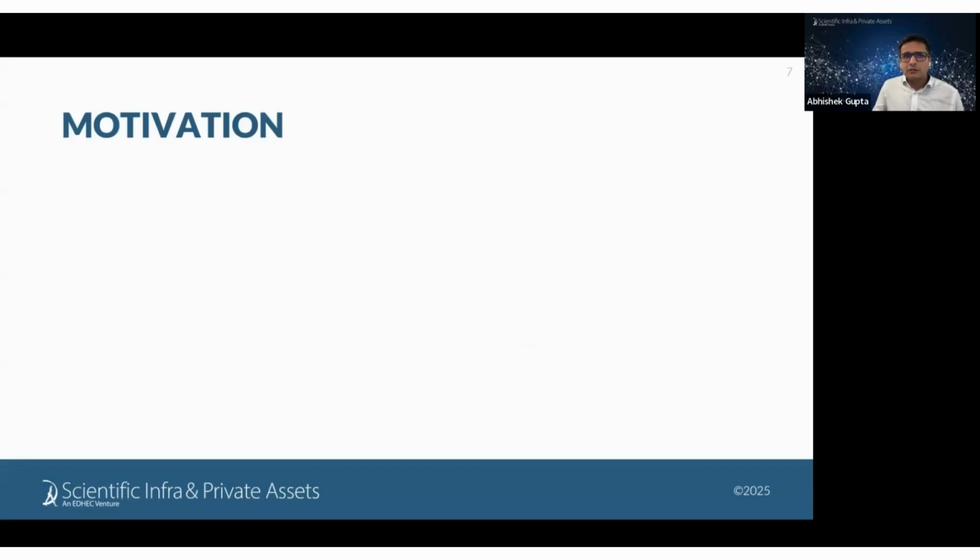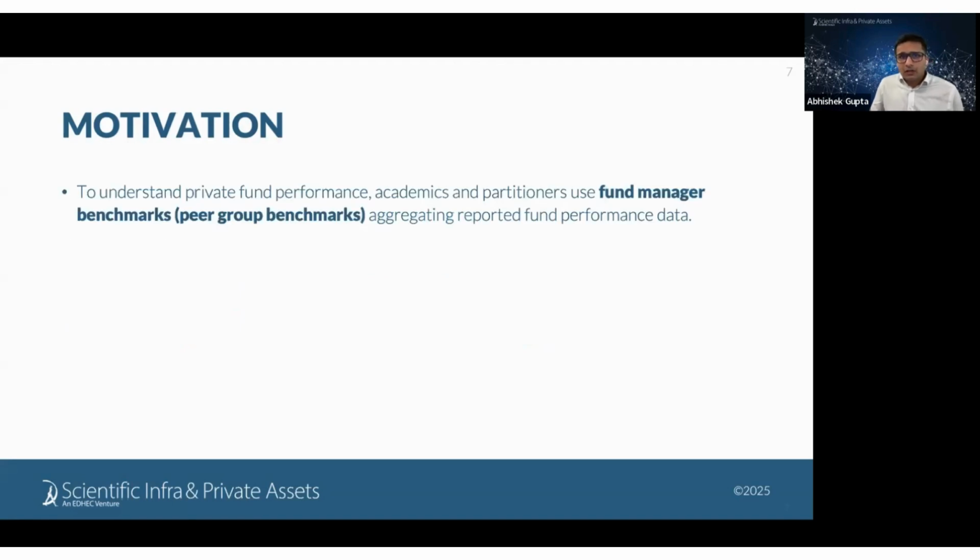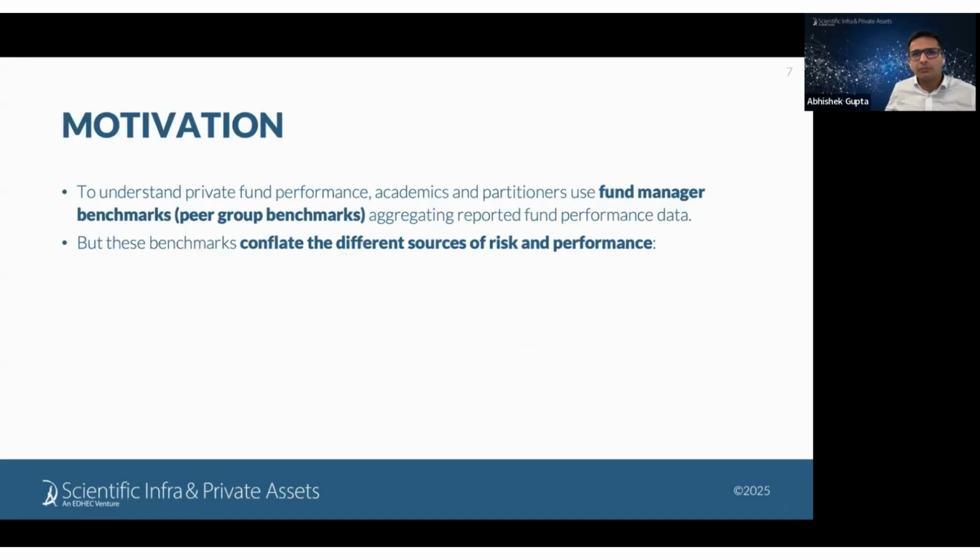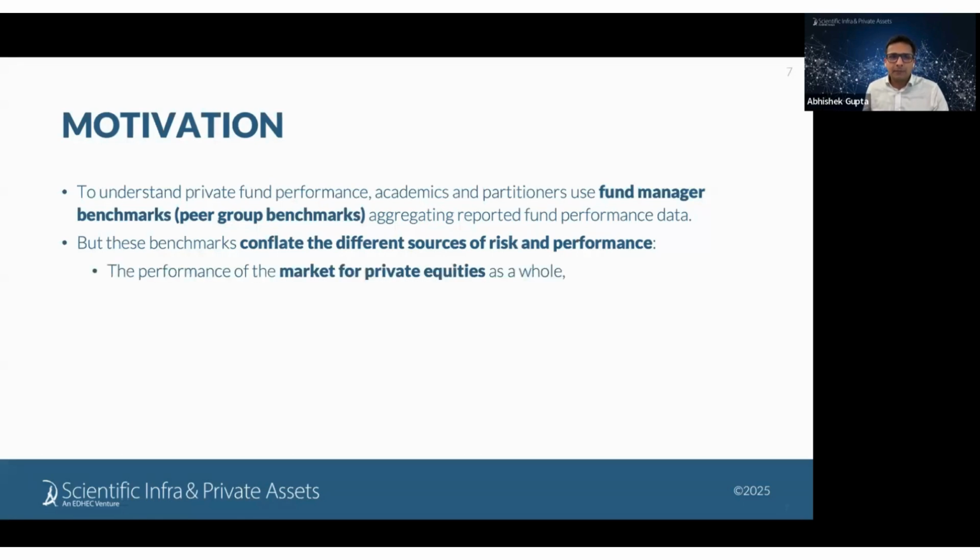Right. So motivation, why did we do this study in the first place? Most academics and practitioners are used to using fund manager benchmarks, that is, peer group benchmarks, which aggregate reported fund performance from many different sources. The problem is that by doing so, they combine different sources of risk and performance, which are then very difficult to tell apart.